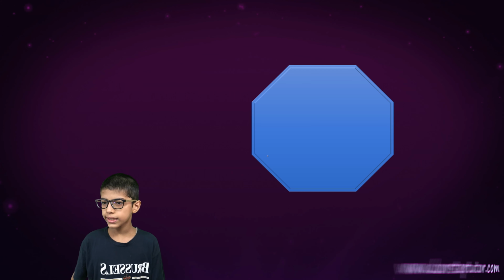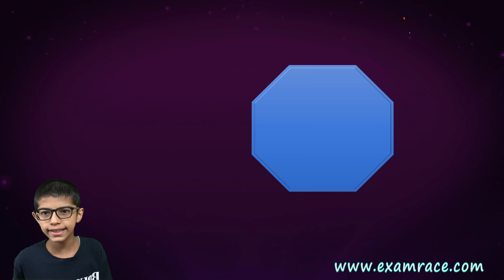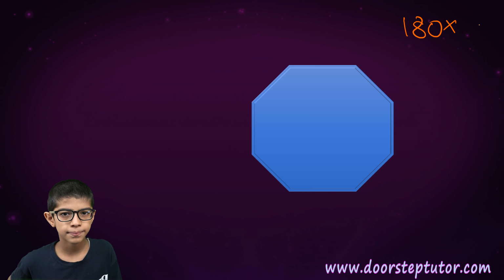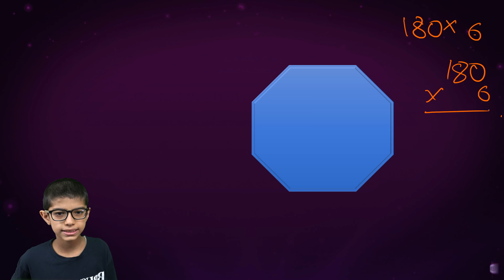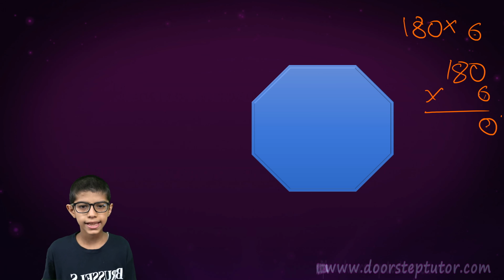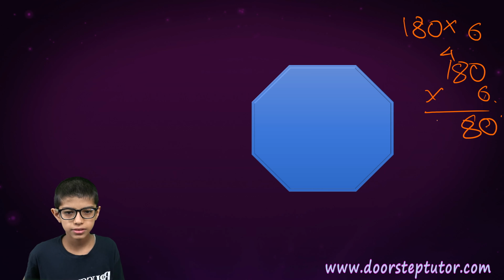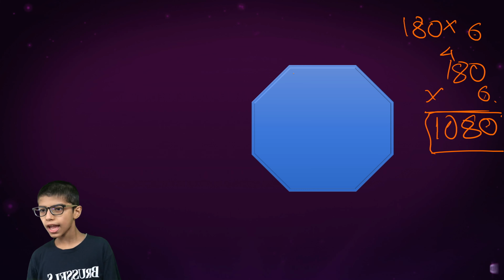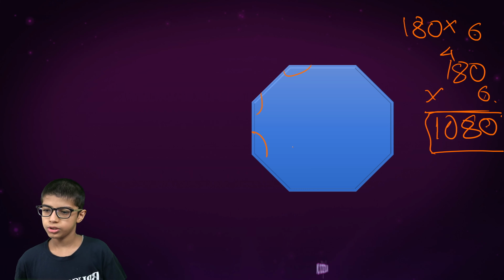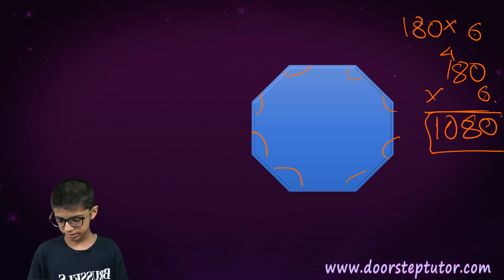Now, here is an octagon. Octagon, how would we find it? 180 multiplied by 6. 6 8s are 48. 6 1s are 6, which is 1080. So how much is the angle sum? You can calculate it to check if we have got the answer right.